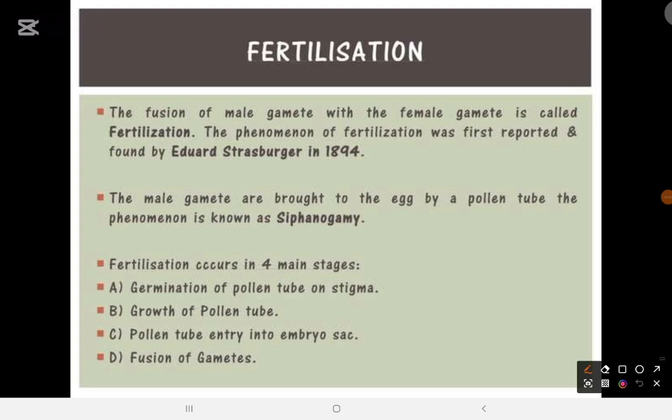Okay, so fertilization involves the fusion of the male gamete with the female gamete, and the phenomenon was first reported by Edward Strasburger in 1894. The male gametes are brought to the egg by a pollen tube in a phenomenon known as siphonogamy.